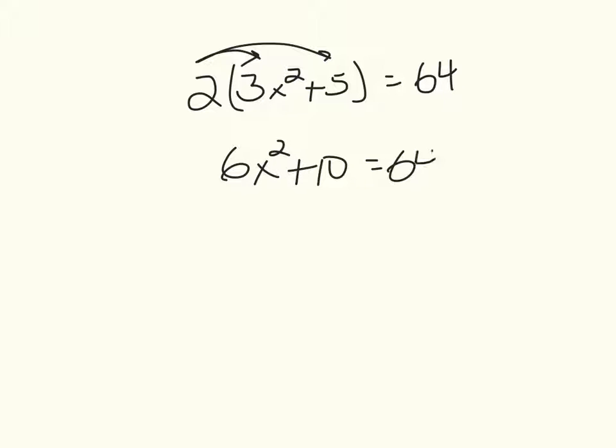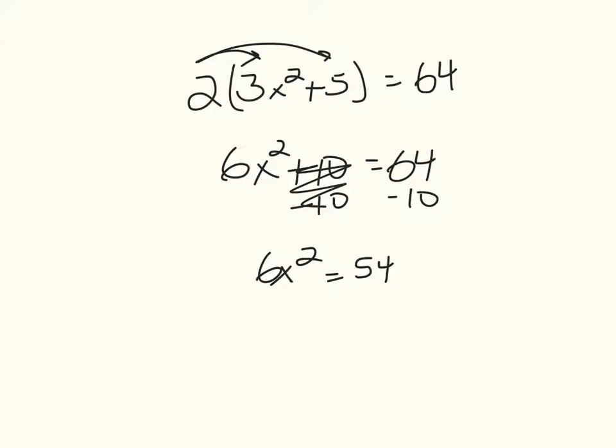And that equals 64. So now I've got three operations. I've got times 6, power 2, plus 10. Which is the most simple of those? Well, plus 10. The inverse of plus 10 is minus 10 on both sides. And I got 6x to the power of 2 equals 54.